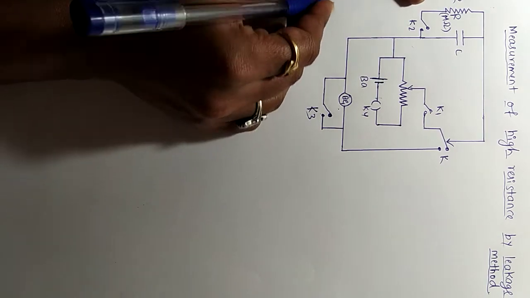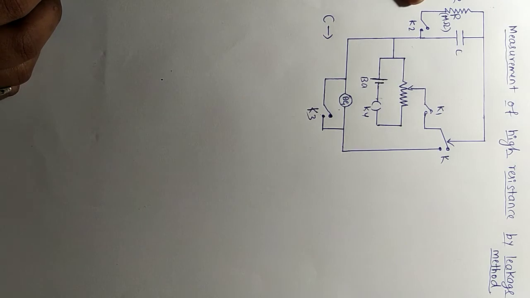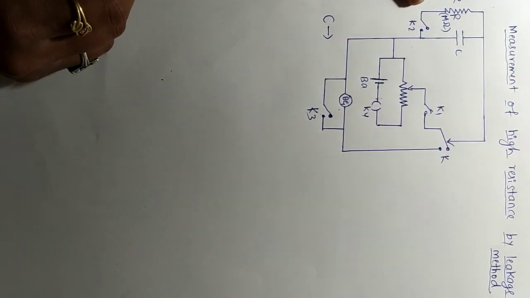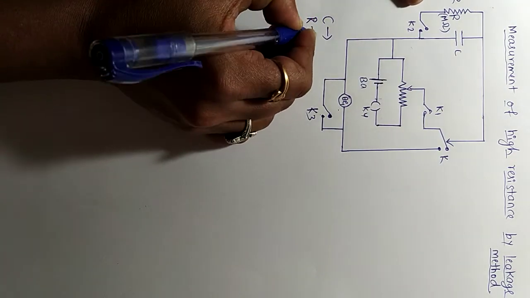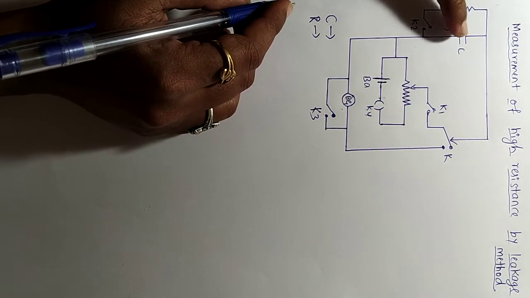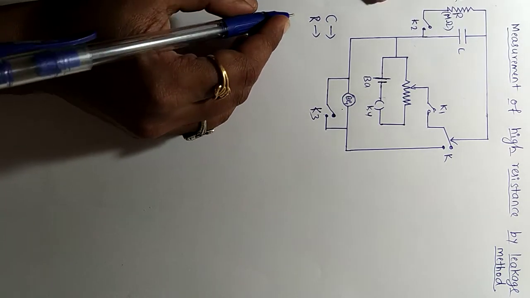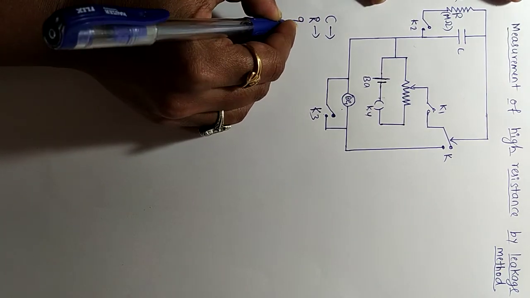I'll take C as the capacity of a capacitor, and R is the high resistance of a resistor in terms of mega ohm. That is the resistance. And when we close all the keys, a high number of charges is stored in the capacitor. That charge I will represent by Q naught.